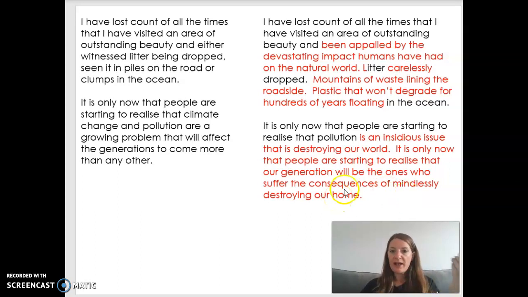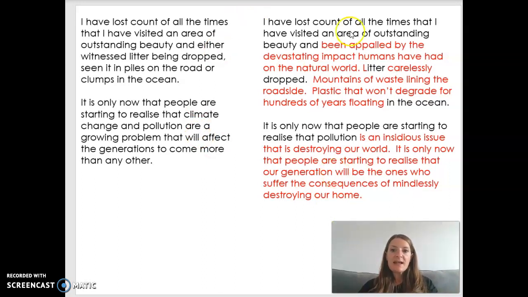Notice the anaphora here. This is something I really want people to remember, that we're only just waking up to what we're doing. So the anaphora, the repetition of it's only now that, and then the second sentence starting with the same words, creates rhythmical patterning and adds to the power of the language. And then I've also repeated this bit, haven't I? Destroying our world, destroying our home. So I've slightly changed the language, changed that word at the end.